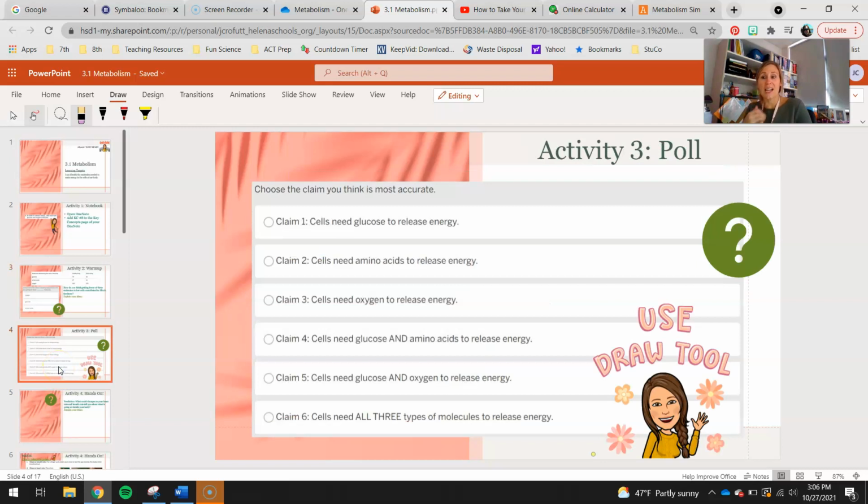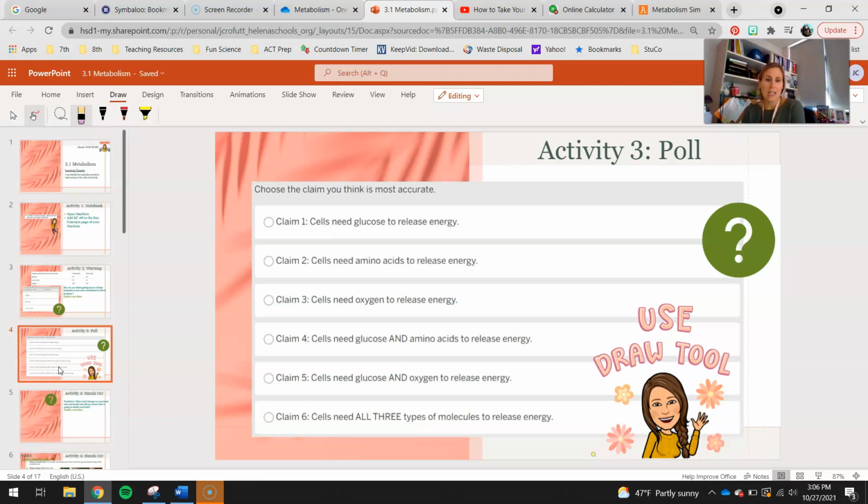All right, moving on to activity 3. You have a little poll in class. We're going to discuss this and look at who voted on which. But you're going to use your draw tool and select one answer. Choose the claim you think is most accurate. Claim 1 says that cells need glucose to release energy. Claim 2, cells need amino acids to release energy. Remember, we get amino acids from proteins. We get glucose from carbohydrates, which include complex starch and simple sugars.